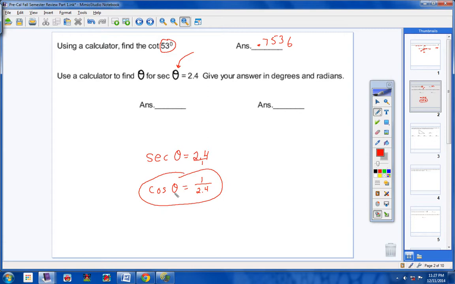Now don't forget, when you're looking for an angle, second, and then cosine. And when you do that, this should pop up on your screen. Then hit 1 for your numerator. Then hit divided by. And this will pop up. And then 2.4. And then close the parentheses. If you do that correctly, you will get this for your answer.